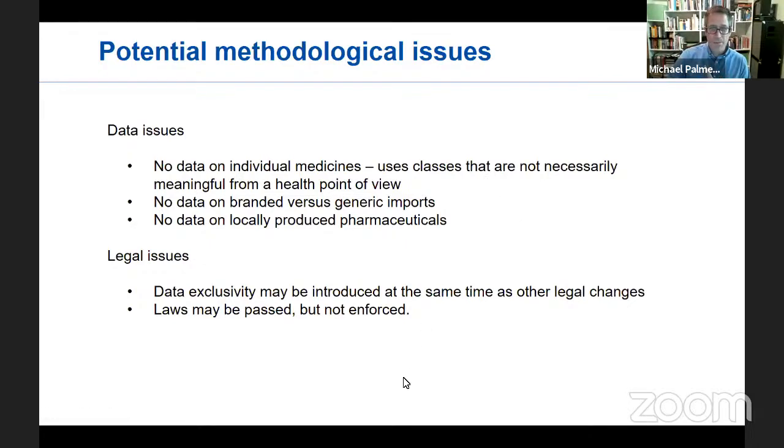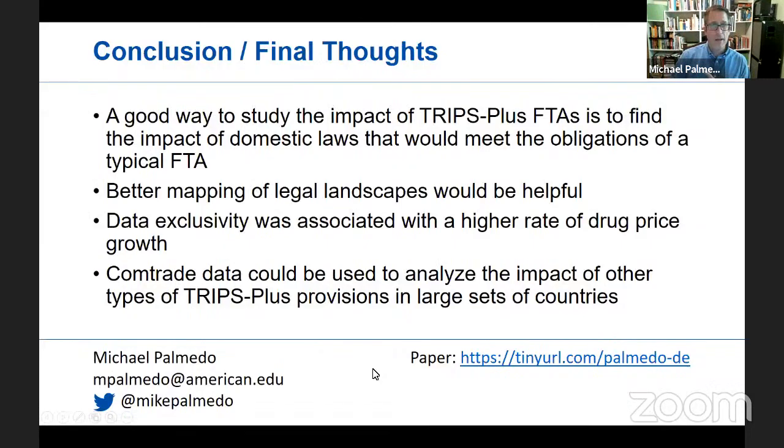Laws may be on the books but not enforced. And my conclusion is that a good way to study the impact of TRIPS-plus FTAs is to look at the domestic laws that would meet the obligations rather than the FTAs themselves. A better mapping of the legal landscapes would be useful.